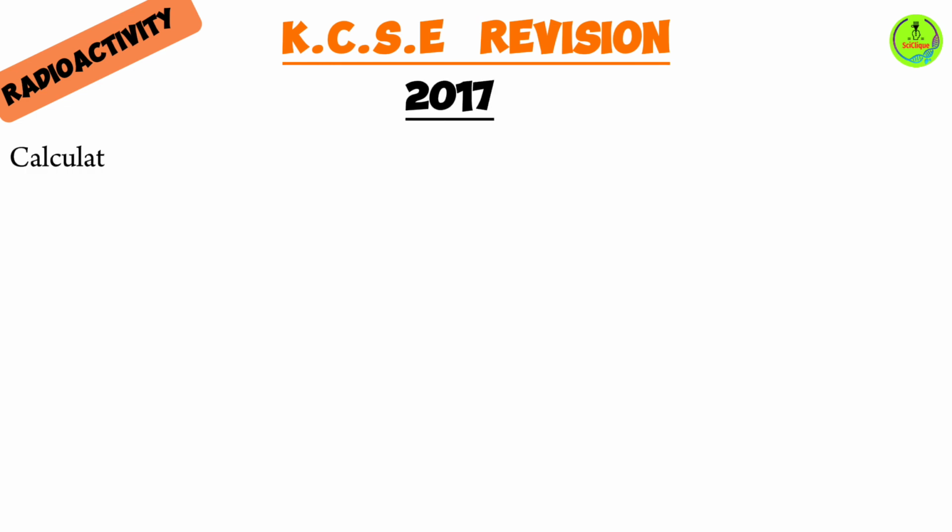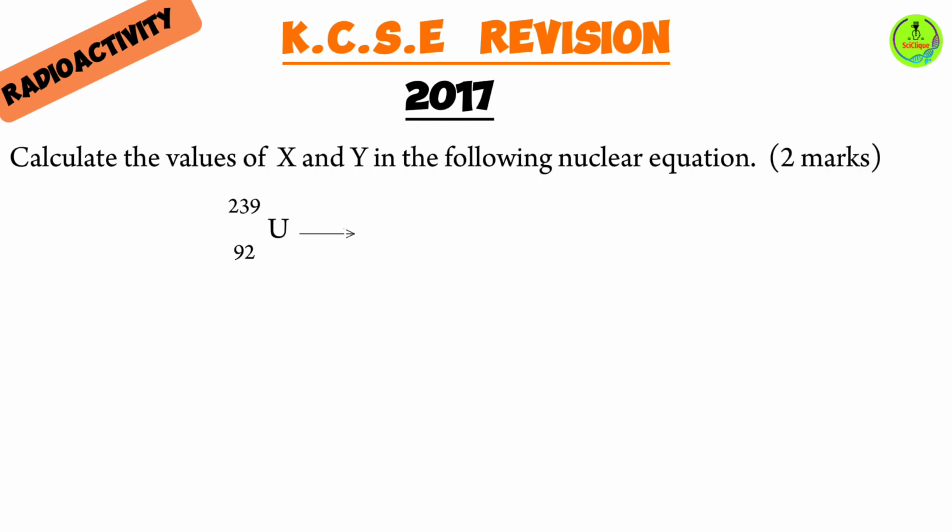This is from 2017. Calculate the values of X and Y in the following nuclear equation. So we have uranium undergoing radioactivity to form thorium. And in the process, 2 alpha particles and 2 beta particles are released.